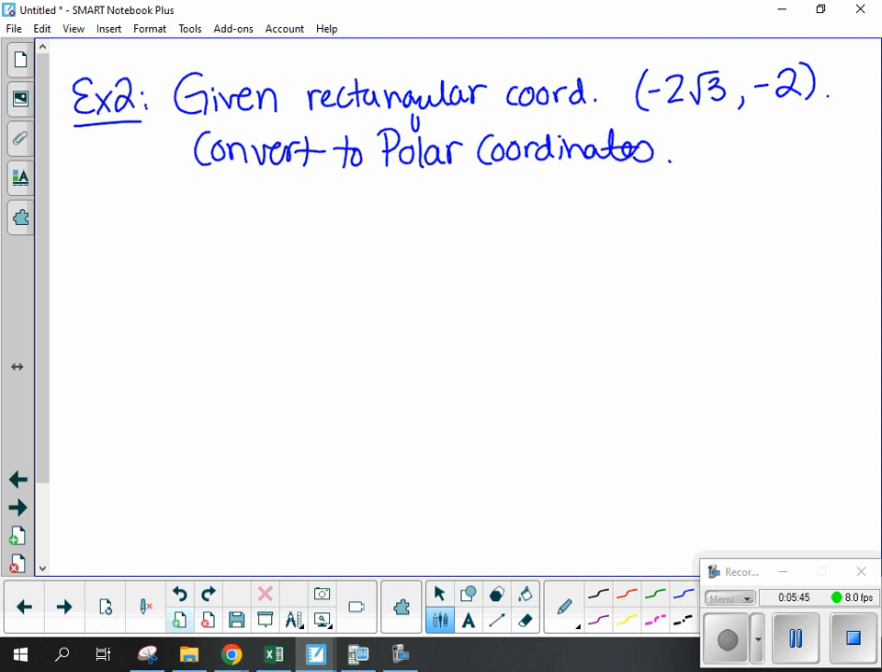Again, the diagram is everything. Let's get those in there. We're going to pay extra close attention to the plus or minus signs. So -2 root 3, whatever length you want. Let's label those.